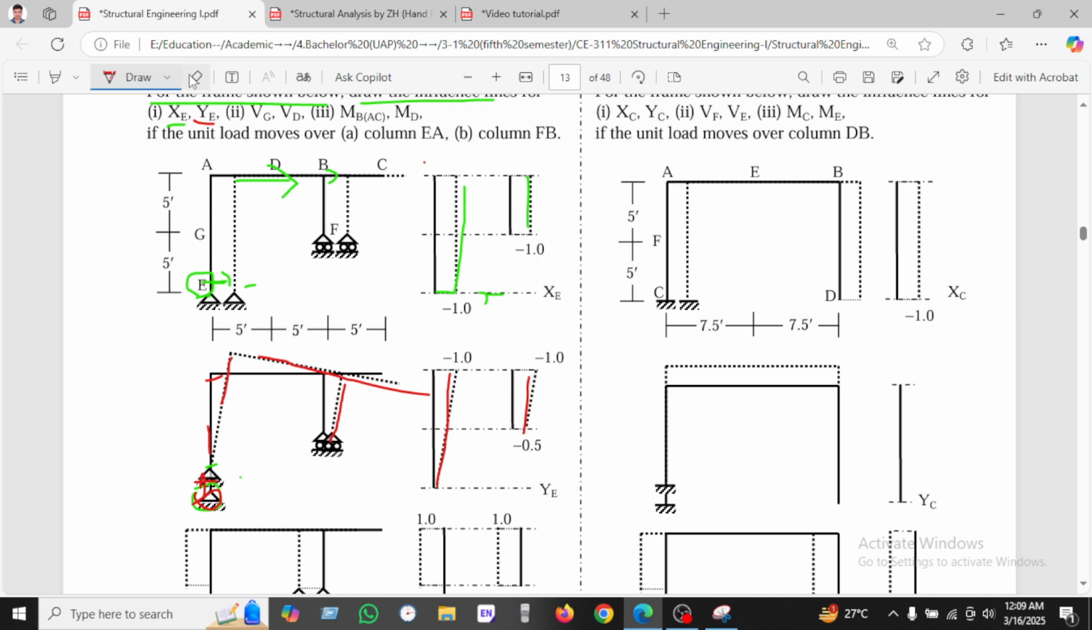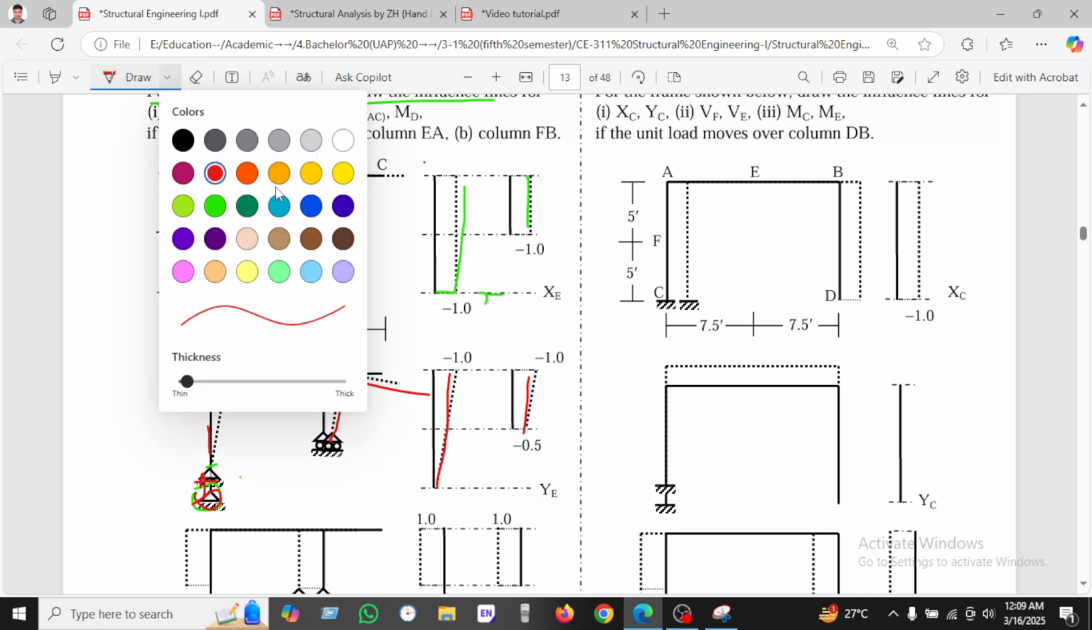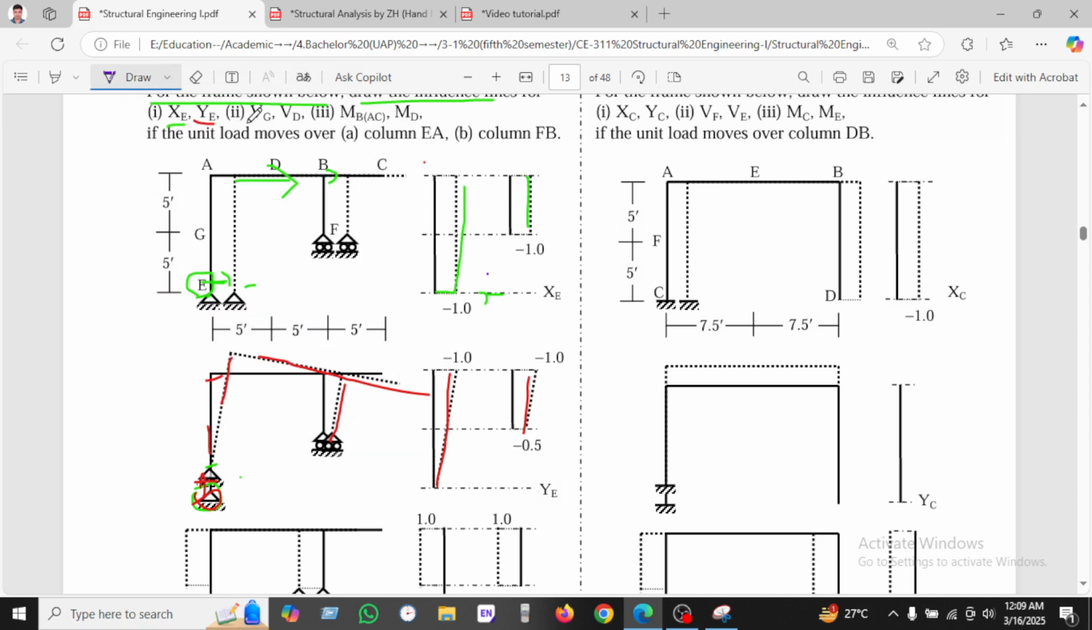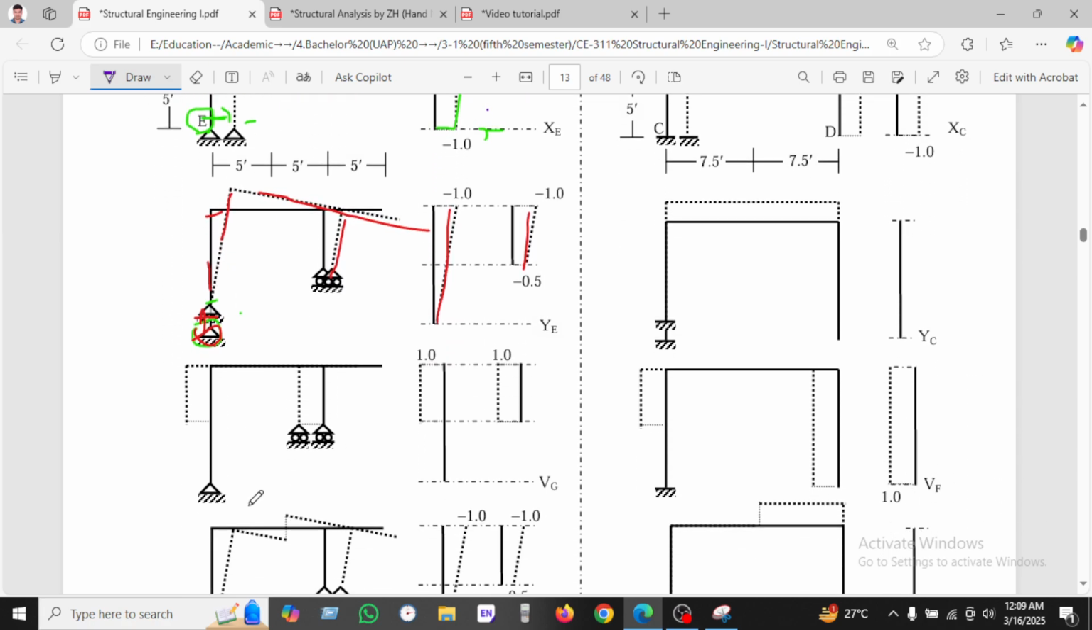Now we will see another graph. So VG, this is the G point we have been seeing. If we take the shear, we cut here. So what will happen? If we cut here and push the left side one unit, or the right side, it doesn't matter. It will go here, and all the structure will try to go here one unit. So ultimately the diagram will be like this, and the unit will be one.